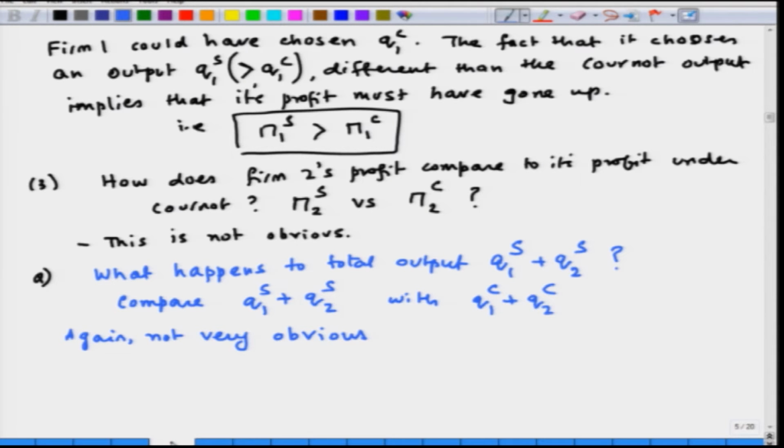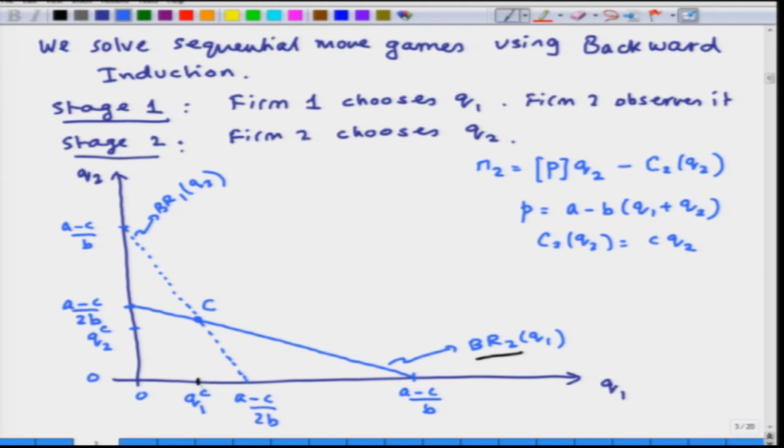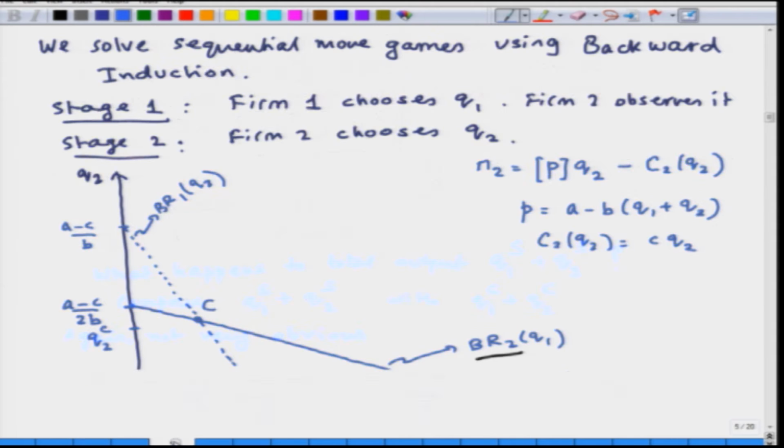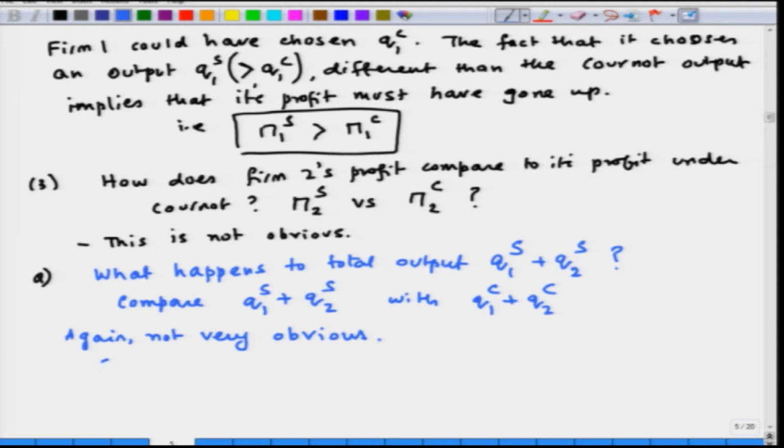So, that follows from the fact that since Q1S is greater than Q1C, it must mean that firm 2's choice of output in the Stackelberg model is lower than that under the Cournot model. So, let us first make a note of that. Since Q1S is greater than Q1C, and because the best response function for firm 2 is downward sloping, it must mean that the output produced by firm 2 under the Stackelberg model is less than the output that it produces under the Cournot model. Okay. So, this follows directly from the fact that the best response function is downward sloping, right.